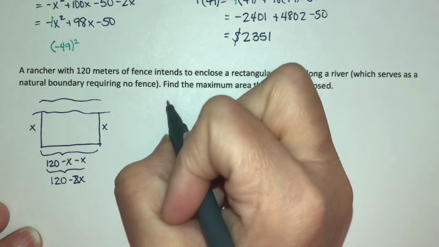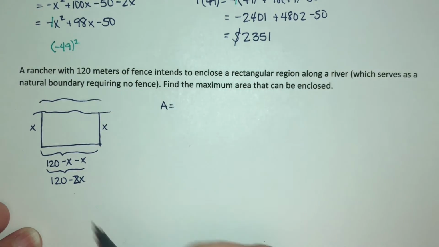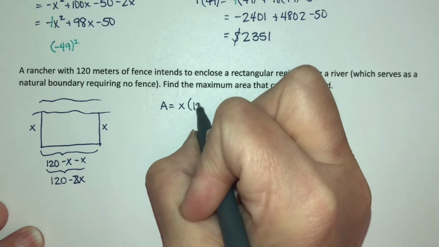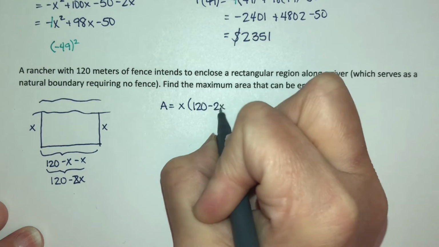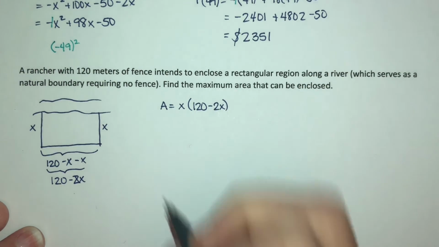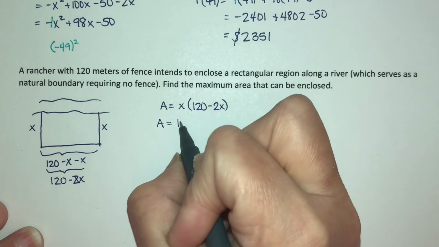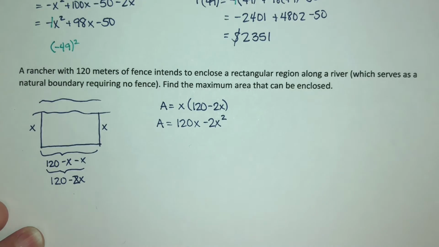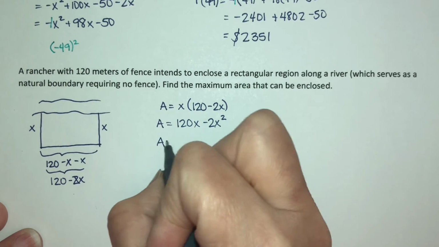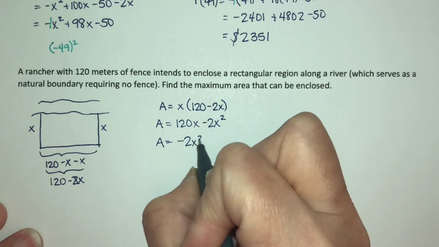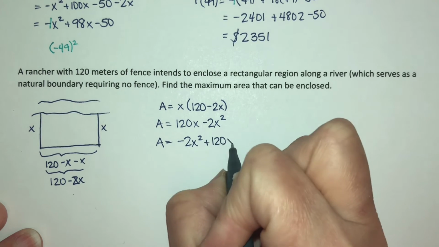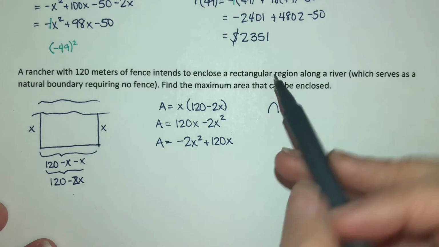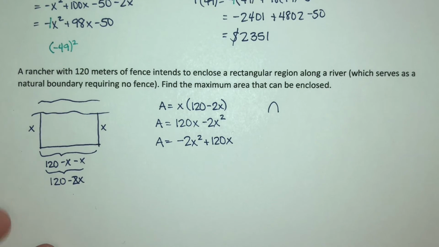We want to maximize the area of this rectangle. Well, area is length times width, so the area would be X times 120 minus 2X. Distribute. And then rearrange with our square term first. Okay. This is a parabola that opens downward, so it does have a maximum. We're not being asked to do the impossible.